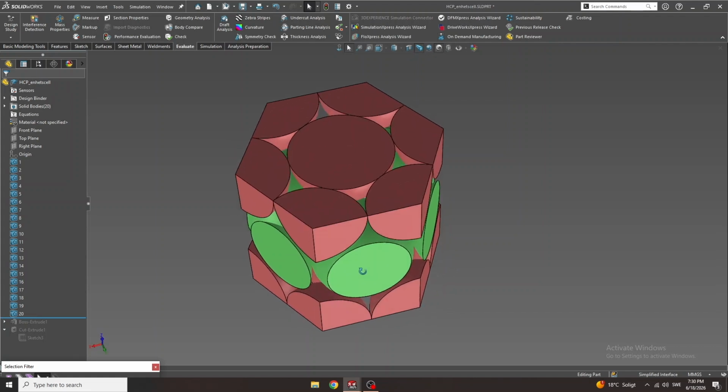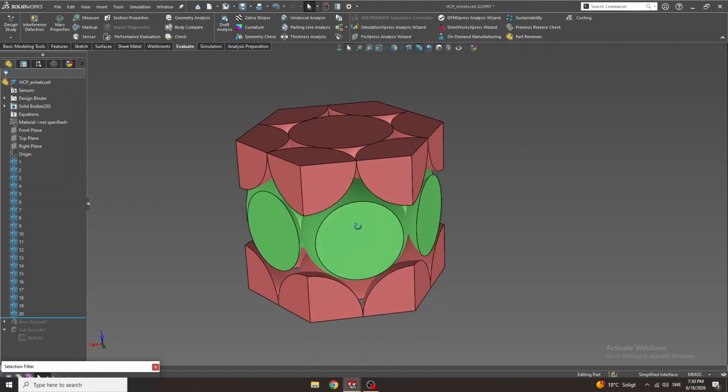We break down the HCP structure step by step, both analytically and using SolidWorks models. Let me start by counting the atoms in a unit cell.